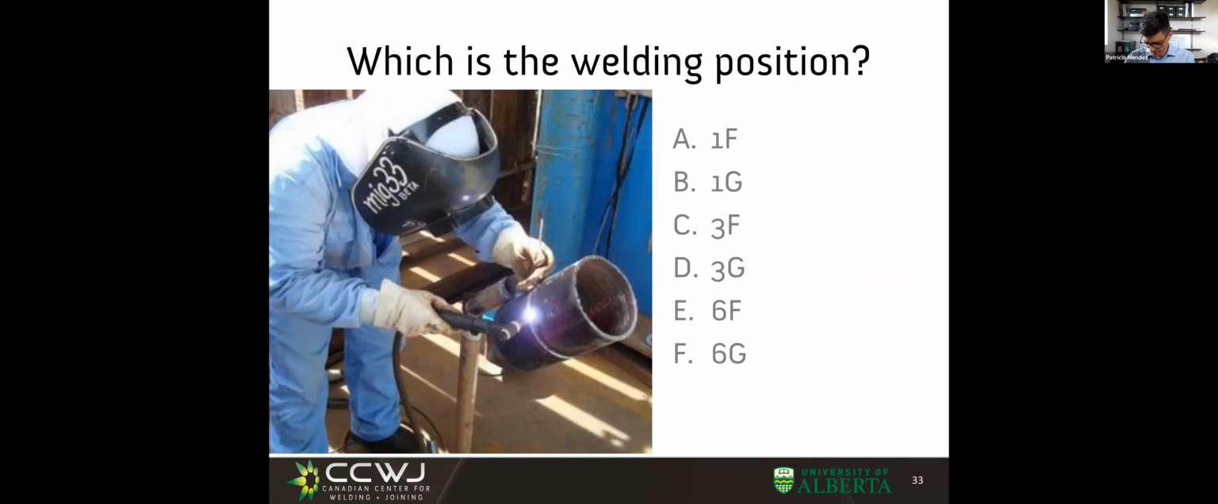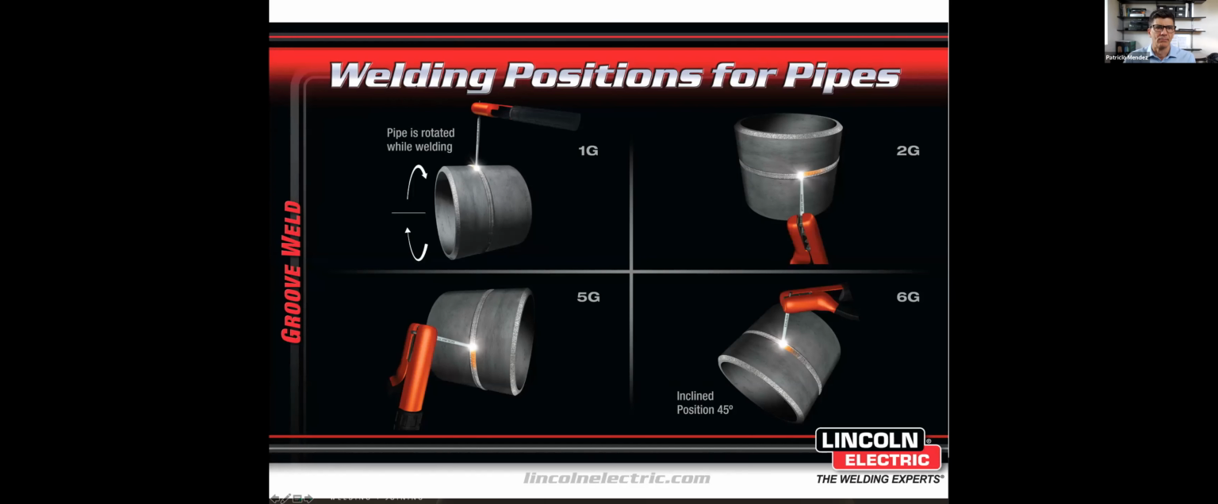For pipes, if I roll the pipe with a positioner, the position will always be what I want, which is typically flat. So rolling the pipe in this condition is position 1. Now, if the pipe is not rolling and I need to move, that's what we call position 5.